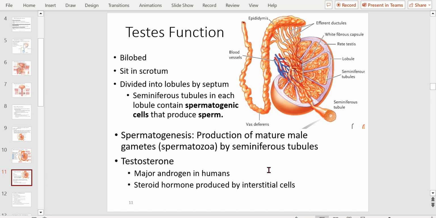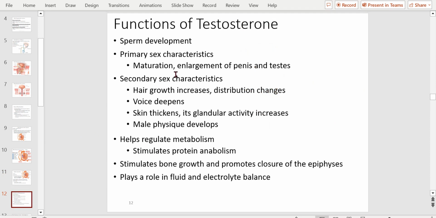Testosterone, the major androgen in humans, is a steroid hormone produced by the interstitial cells. Functions of testosterone: sperm development, primary sex characteristics, maturation, enlargement of the penis and testes. Secondary sex characteristics: hair, deeper voice, skin thickens, darkens, male physique develops. It helps regulate metabolism, stimulates protein anabolism, stimulates bone growth and promotes closure of the epiphysis. It plays a role in fluid and electrolyte balance as well.